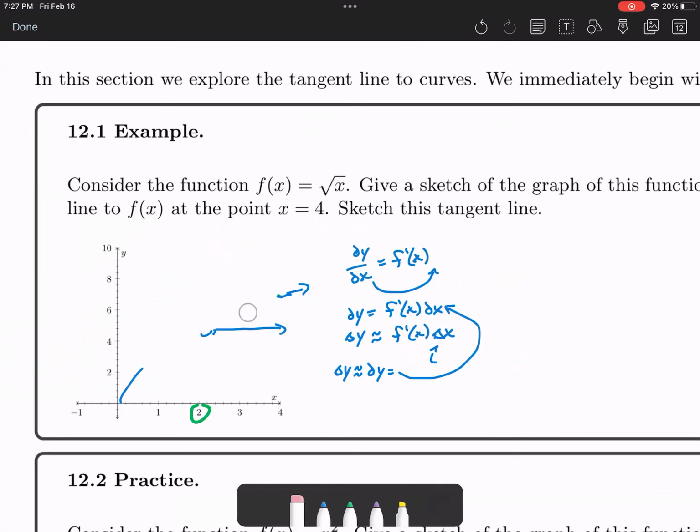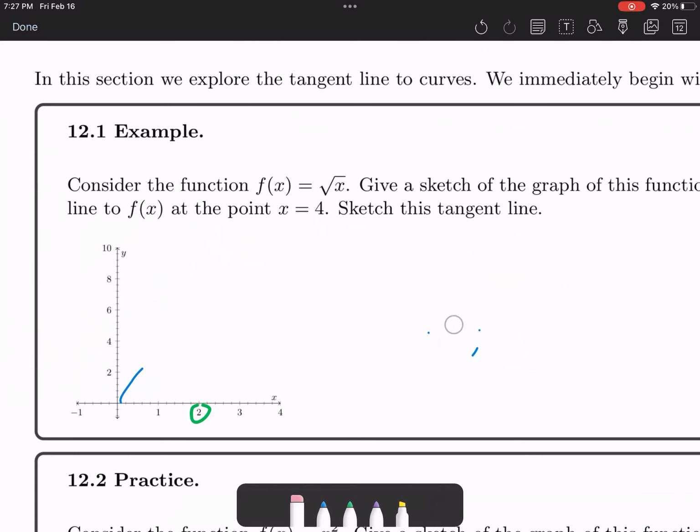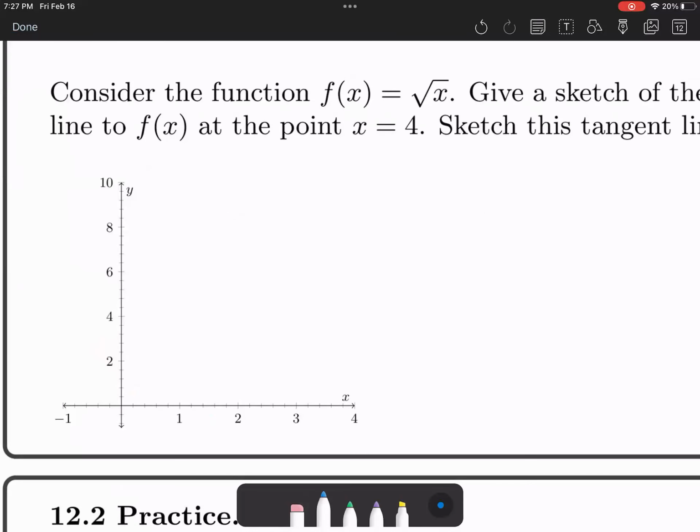All right, but let's just go back to this problem. This problem just wants us to warm up by finding the tangent line to a point. So here's our square root of x function, and we are interested in point x is equal to 4. So over here at 4. So in fact, let's try to scale that properly. I should only get a 2 when I'm there.